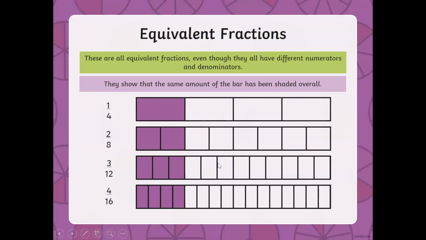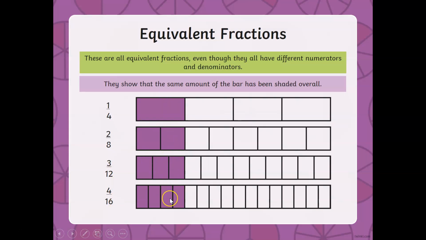Equivalent fractions. These are all equivalent fractions even though they all have different numerators and denominators. They show that the same amount of the bar has been shaded overall. So 1/4 is equal to 2/8. Also, 1/4 is equal to 3/12 and 4/16.